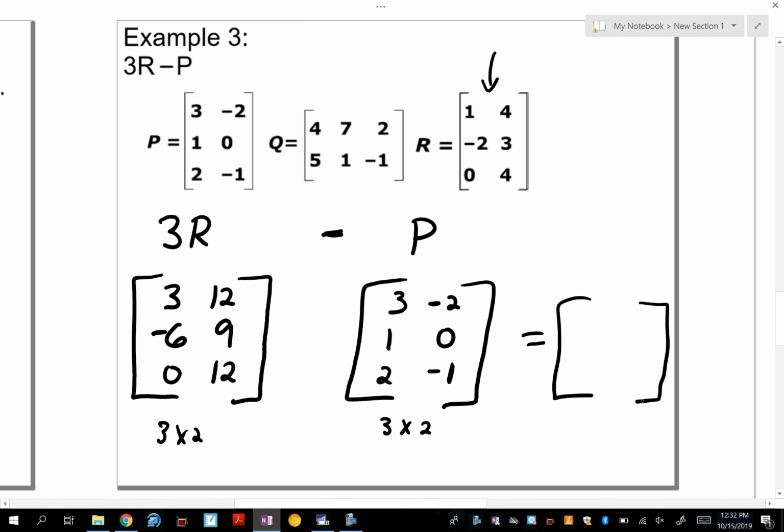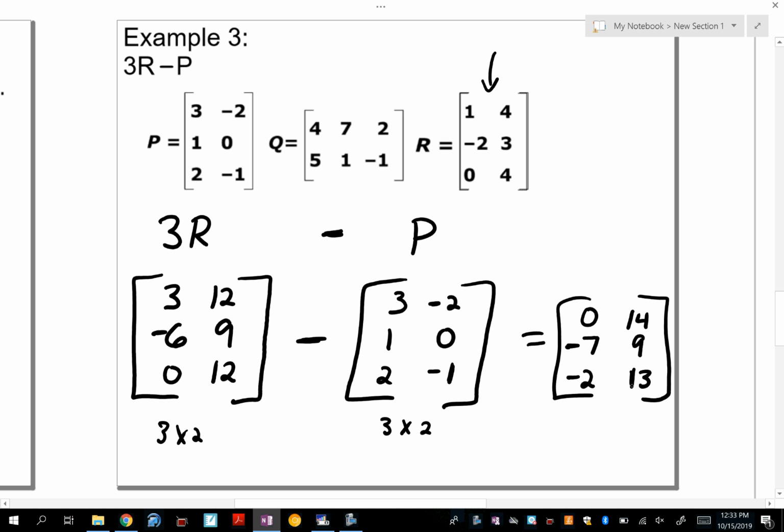So 3 minus 3, 0. 12 minus negative 2, 14, right? Subtracting a negative is really just addition. All right, negative 6 minus 1, negative 7. 9 minus 0 is 9. 0 minus 2, negative 2. And 12 minus negative 1 is a positive 13.